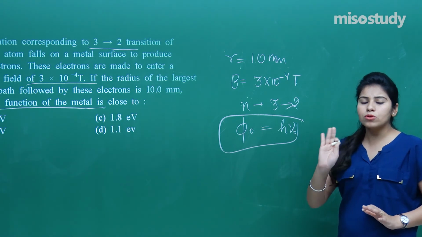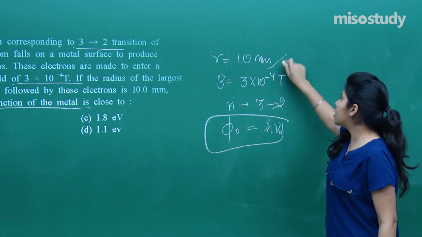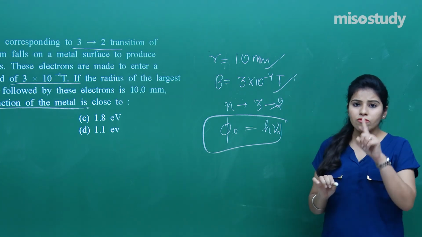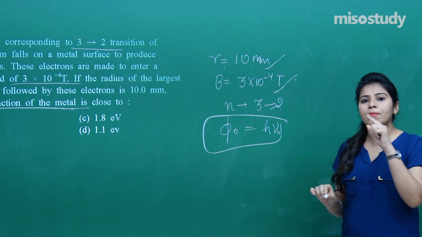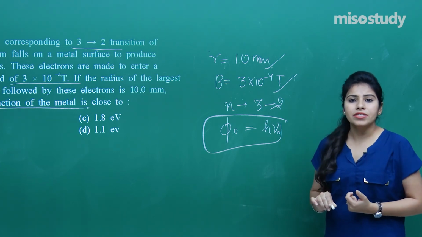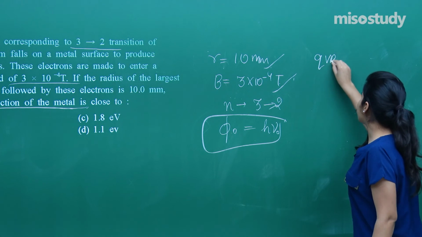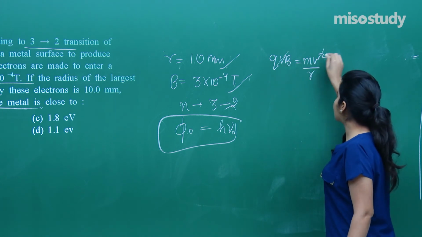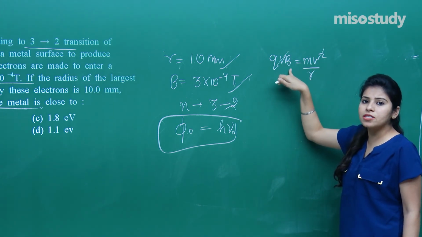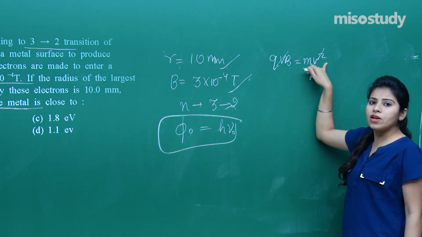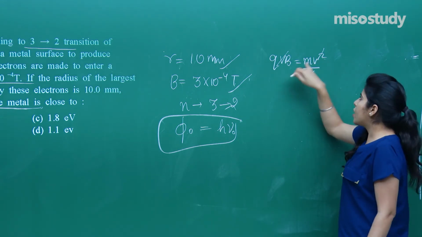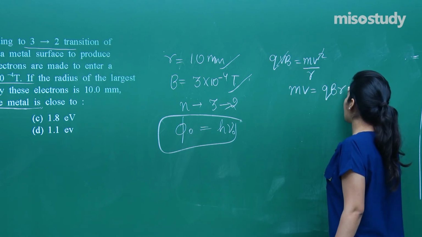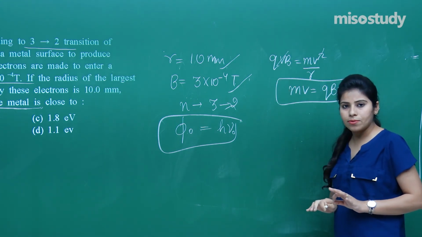Before going to that, I would like to tell you one thing: if the photoelectron is rotating in a circular path, the centripetal force will be balancing the magnetic force. That means QVB equals mv square by r. Here Q is charge, V is velocity, B is magnetic field, m is the mass, V is the velocity, r is the radius of the circle. So V and V get cancelled, and I have mv equals QBR.